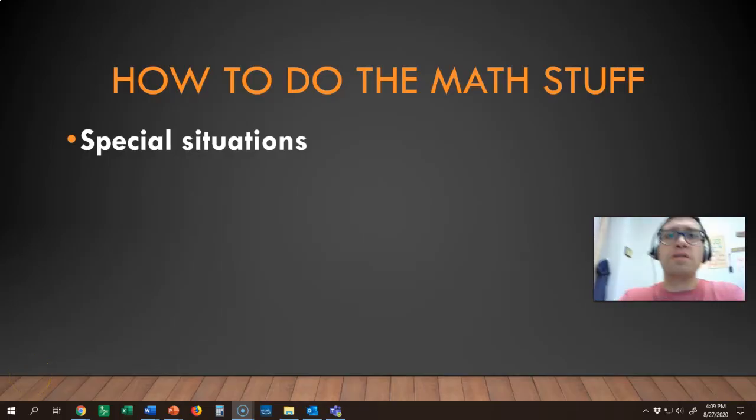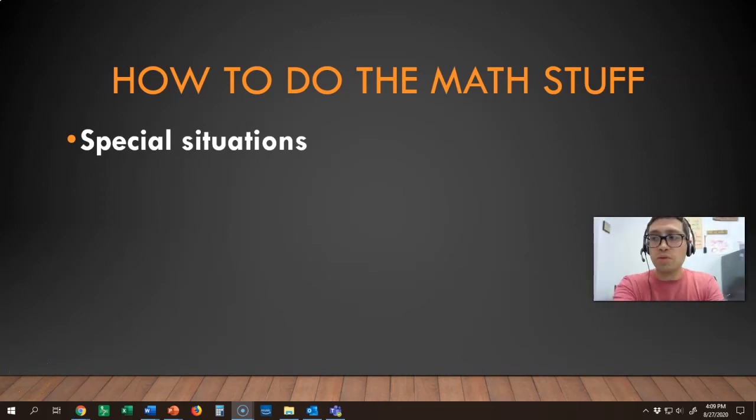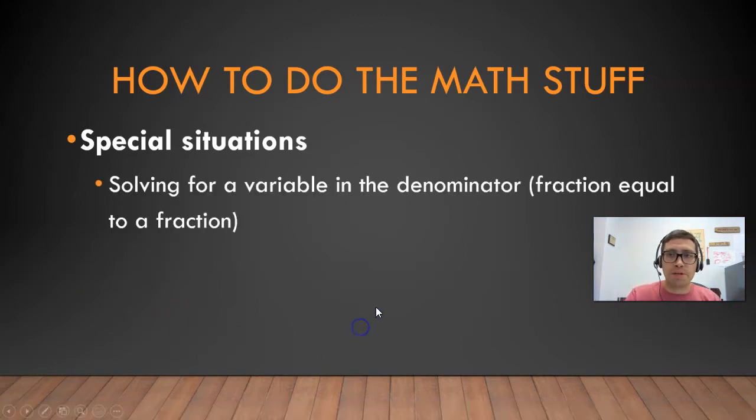All right, so we've talked about some rules for algebra. Let's now talk about a few special situations that really commonly trip kids up. First one is having to solve for a variable in the denominator. I put this as number 1 because this is the number 1 most commonly made mistake in this class.